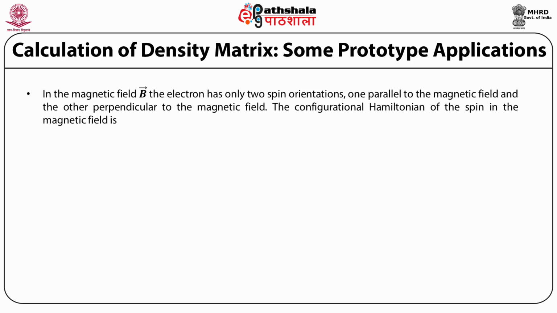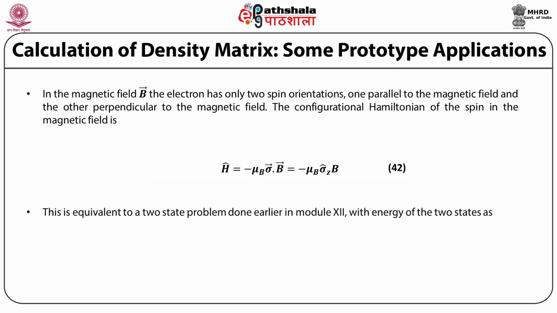In the magnetic field B, the electron has only two spin orientations, one parallel to the magnetic field and the other perpendicular to the magnetic field. The configurational Hamiltonian of the spin in the magnetic field is: Hamiltonian operator is equal to minus mu sigma dot B, which is equal to minus mu B sigma z.